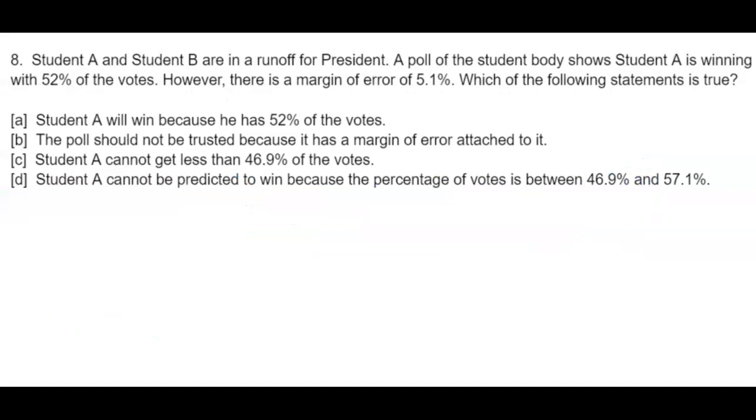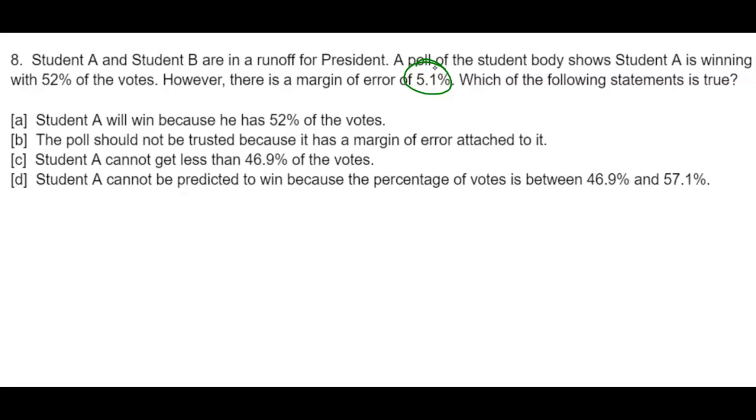Here we're looking at student A and student B who are running for president. A poll of the student body shows that student A is winning with 52% of the votes. However, there's a margin of error of 5.1%. Which of the following is true? Anytime, for the sake of this class, you see that margin of error, automatically you should think that you need to calculate that range of plausible values, and then from there you can answer the question.